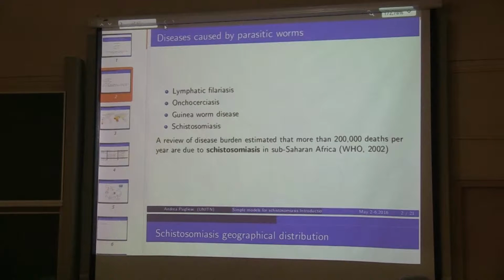In particular, for schistosomiasis, a review of 2002 showed that there were 200,000 deaths each year due to schistosomiasis. So it's something that is quite relevant for human health. Even if that's a few years ago, the number of people infected is probably in the 100 millions, more or less. It is a disease that is curable, so there are drugs that work, but it is still very widespread because it's difficult to eliminate.